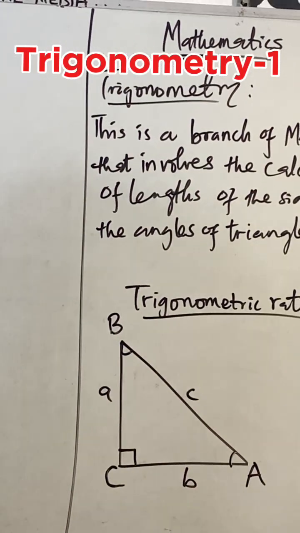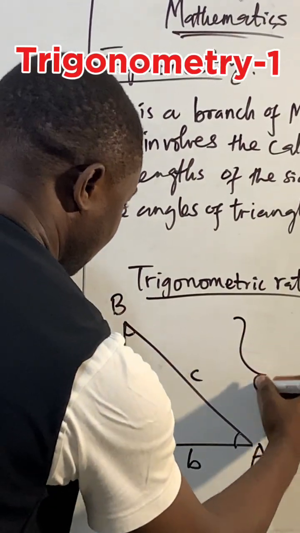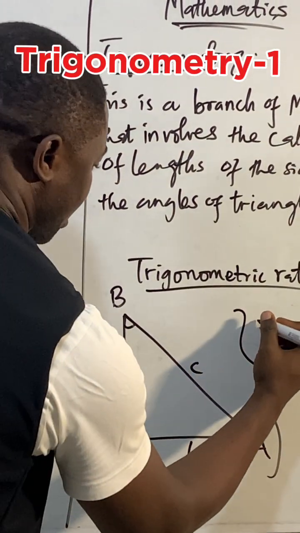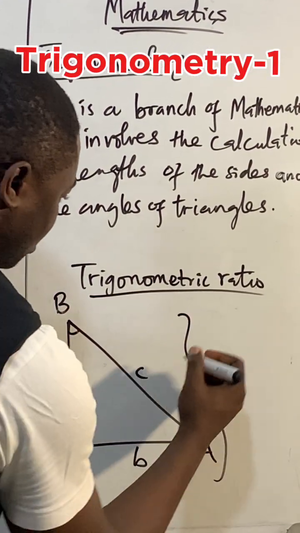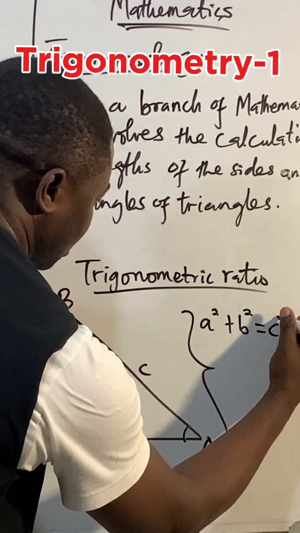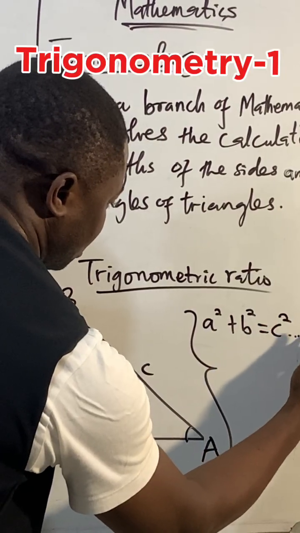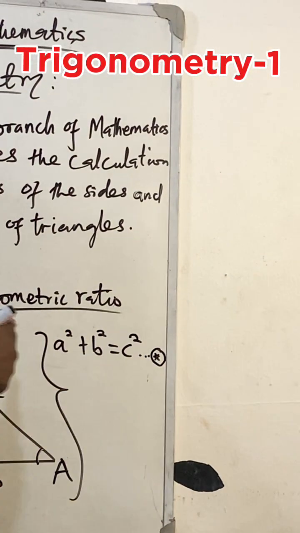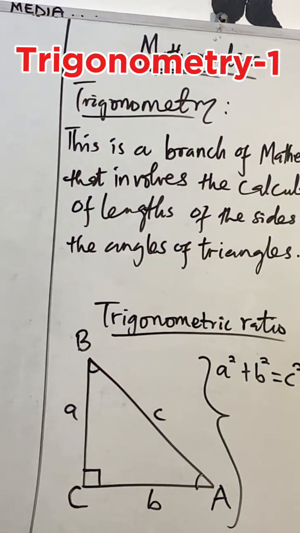And that will be giving us the first thing I want us to pick here in this triangle. That will be giving us that a square plus b square equal to c square. a square plus b square equal to c square. Let me call it equation asterisk. We'll come back to this equation, so please just take note of that.